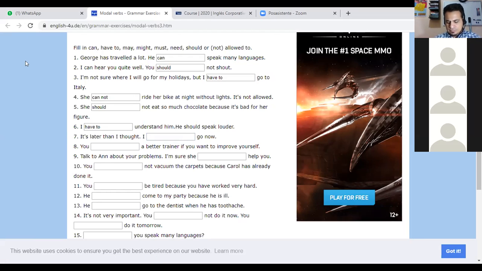I can hear you quite well. You need not shout. Very good. You shouldn't shout, ¿verdad? Porque allí hay un should not. So you can say should not or you can use contraction, right? Okay, good job. Good.